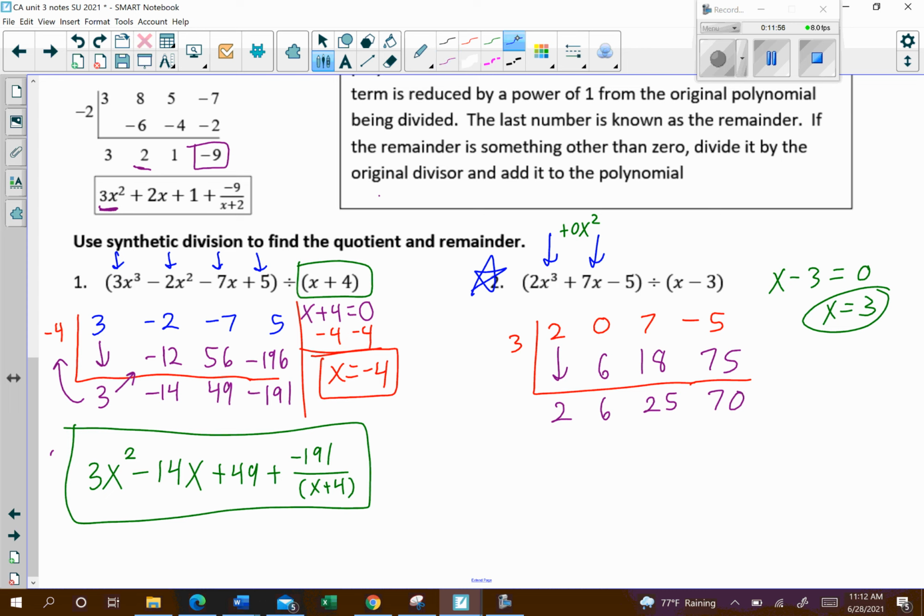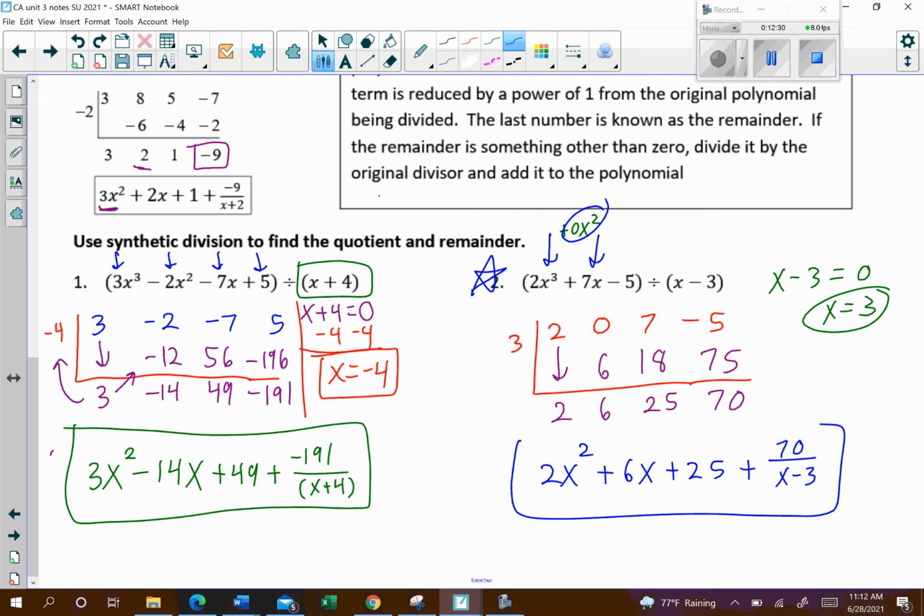And so now we're going to reposition these numbers where they belong with their variables, but we drop it down by a power. So you just start with the highest power and then count down. So this is going to be 2x squared, and then the next one will be a plus 6x, because remember we did put a spacer in there. So the next one is x. And then the next one will just be a constant, plus 25. And then last, we'll have the remainder over the divisor, which was x minus 3. And there we go.